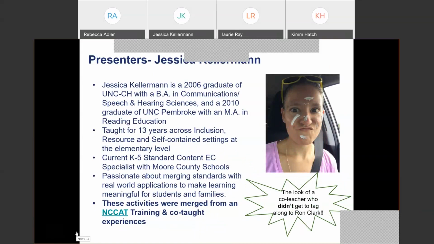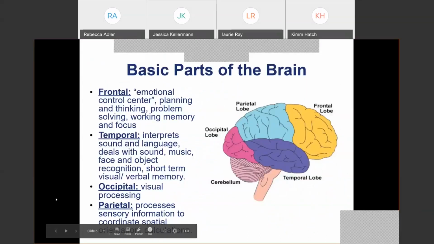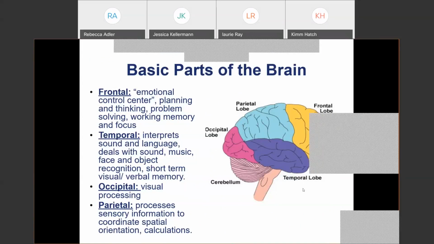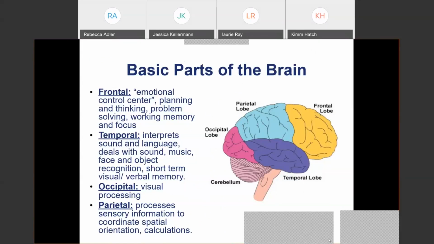So we are going to start talking about the brain. All right, so these are the 4 basic parts of the brain. So there's 4 lobes. The frontal deals a lot with the emotional control center. So that's where you're planning, you're thinking, you're problem solving, a lot of your working memory. So your ability to remember steps to, say, a division problem while you're working and completing those steps is in the frontal lobe.